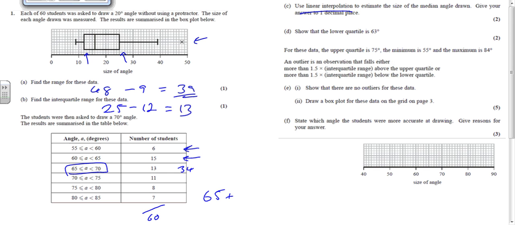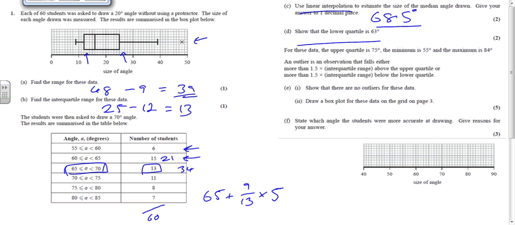Now if we're looking for the 30th piece of data, the first 21 are here, so we're looking for the 9th piece of data into this. So it's going to be 9 out of 13 times the class width, which is between 65 and 70, so that's 5. Now this gives us 68.5 degrees.